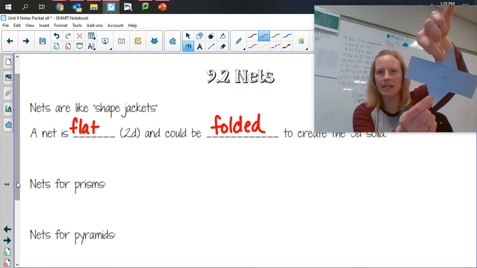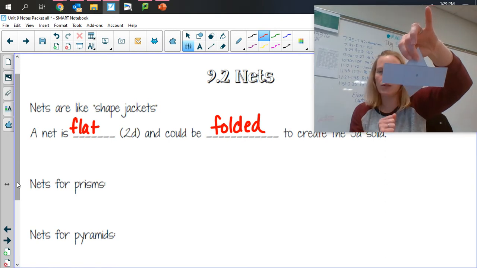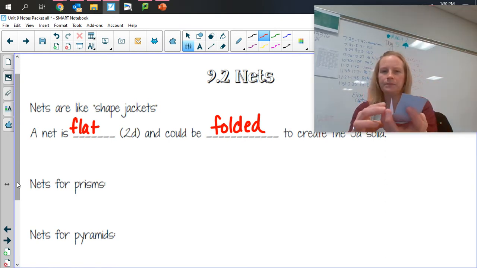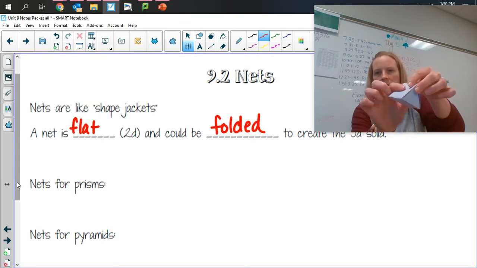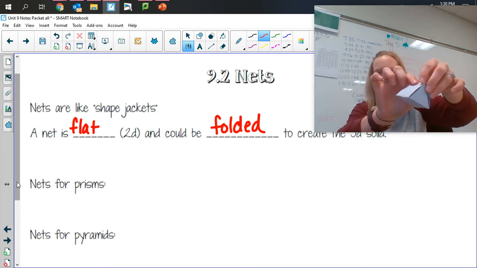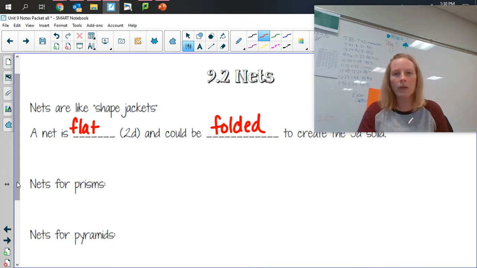I could take, for example, this one. Here is my net. You can see that I have two triangles on there, and then I have three different rectangles going across. If I fold up those triangles and hold this flat, and then connect these together at the top, I close this up and I've created a triangular prism. So I can take that flat piece of paper and fold it up to create that prism.